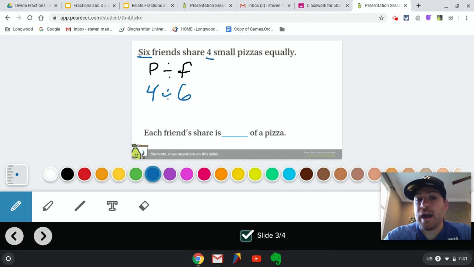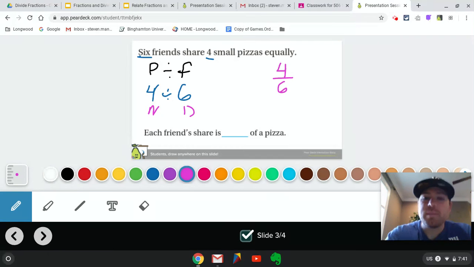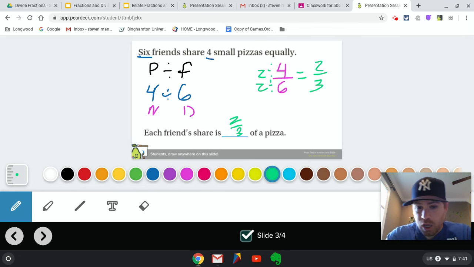And then finally, I can go ahead and turn this division problem directly into a fraction. So remember, this is the numerator, this is the denominator. So when I turn it into a fraction, I will get 4/6, but I'm not finished. This fraction is not in simplest form. If you notice, you can divide them both by 2, 6 and 4. It just so happens that it's 2/3. So each friend will get 2/3 of a pizza.